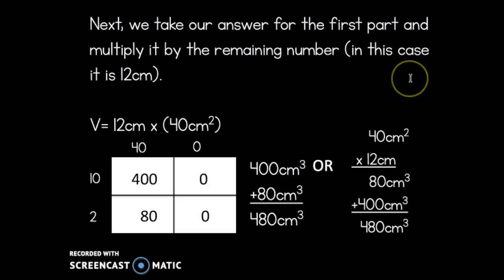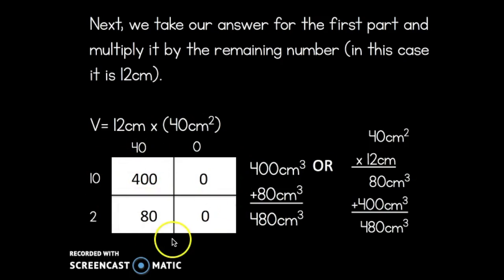Next we take our answer from that first part and multiply it by the remaining number. In this case, that remaining number is 12. So again, we had in the brackets 8 times 5. I've left the answer in the brackets as a reminder, and that needs to be multiplied by 12. I've included 2 methods here as a refresher from some of our multiplication work.